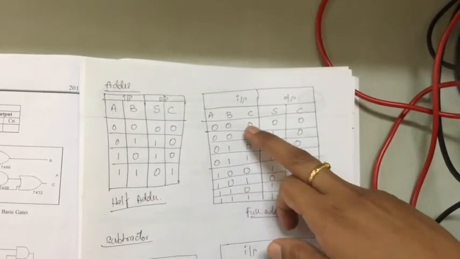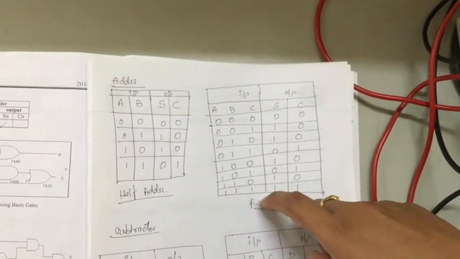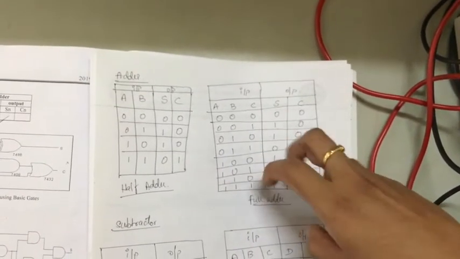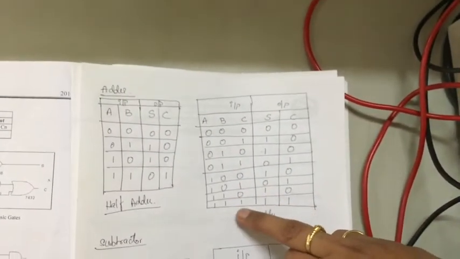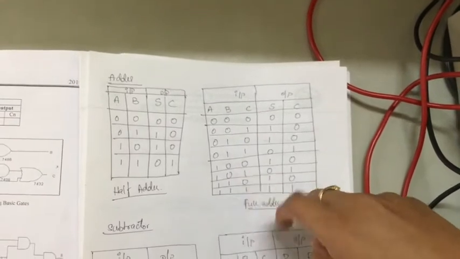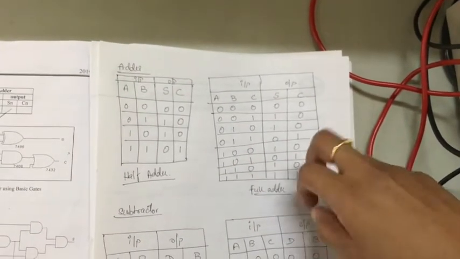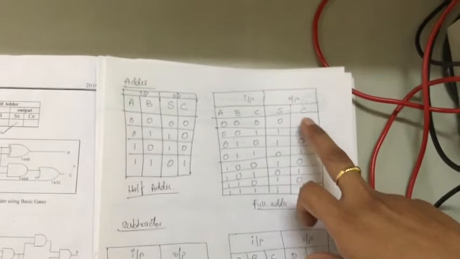We have 3 inputs, so 2 to the power of 3 is 8 input combinations. So I will be writing the inputs from 0 to 7. So I have 0, 0, 0, 0, 0, 1, decimal equivalent of 1, 2, 3, 4, 5, 6 and 7. Totally 0 to 7 forms 8 input combinations. So now we'll just see what is the output.